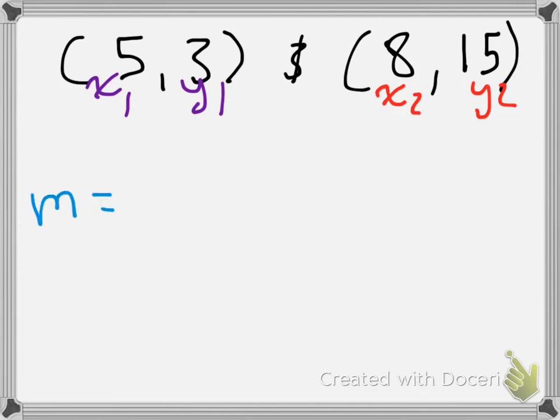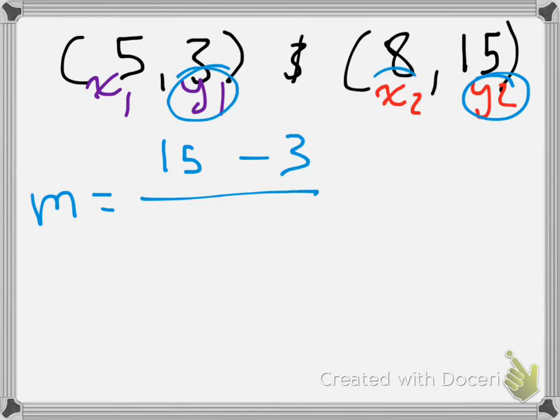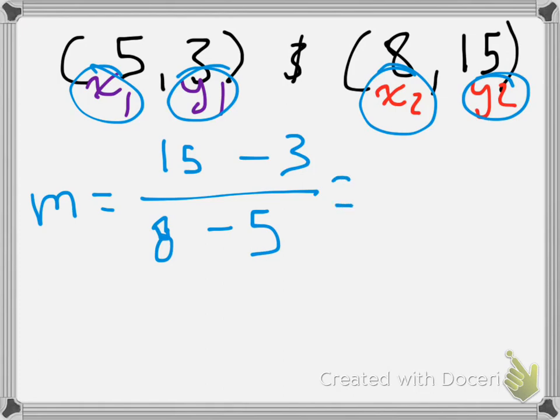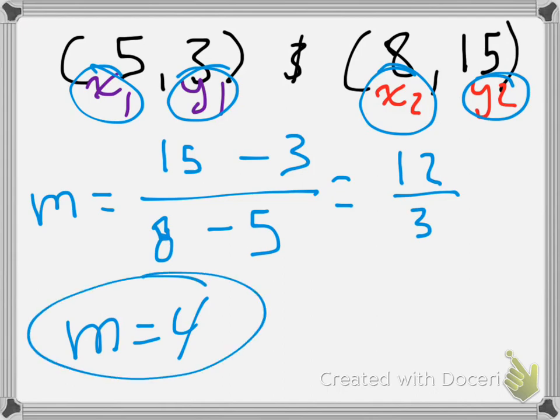So m equals y2, so we'll go 15 minus, it's always minus, y1, which is 3, divided by x2, which is 8, minus x1, which is 5. Got it all set up, and now you just simplify and do your math to find out what the slope is. 15 minus 3 is 12, divided by 8 minus 5 is 3. That reduces to a nice, easy, positive 4. From that, you can do what you gotta do.